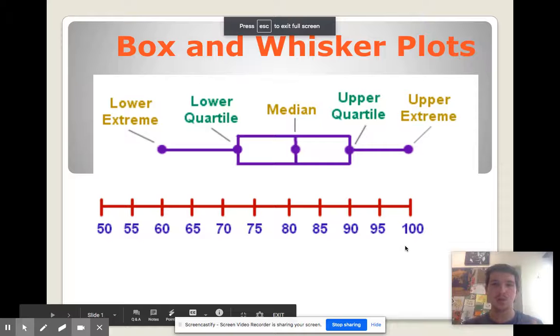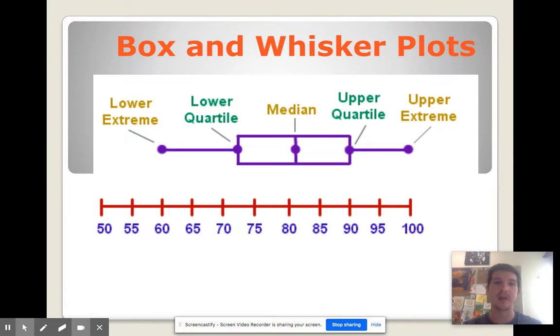Class, we were working with box and whisker plots, okay? So right at this picture, we're looking at our 5-number summary. A 5-number summary includes 5 numbers. They are: lower extreme, okay, the lowest number in your data set, that's your first number in your 5-number summary.